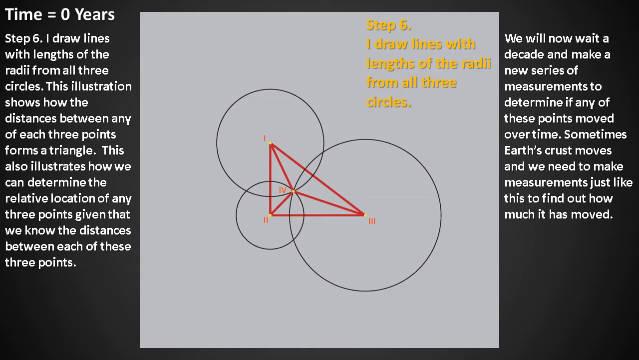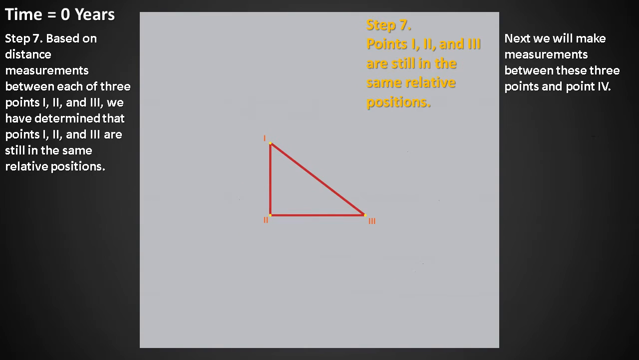We will now wait a decade and make a new series of measurements to determine if any of these points moved over time. Sometimes Earth's crust moves and we need to make measurements just like this to find out how much it moved. Step 7. Based on a distance measurement between each of 3 points 1, 2, and 3, we have determined that points 1, 2, and 3 are still in the same relative position. Next, we will make measurements between these 3 points and point 4.